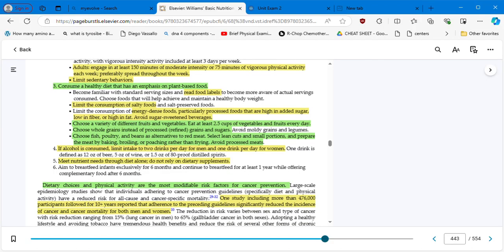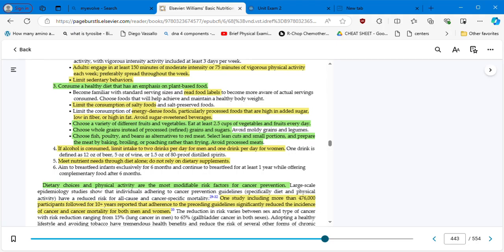Number three, consume a healthy diet that has an emphasis on plant-based food. Okay, that's why here we need a nutritionist, because we have been talking about the high intake of protein, right, for healthy musculoskeletal and also to support energy. So now we're talking about plant-based food. So we need to talk to a nutritionist to get all the information necessary and to select good food.